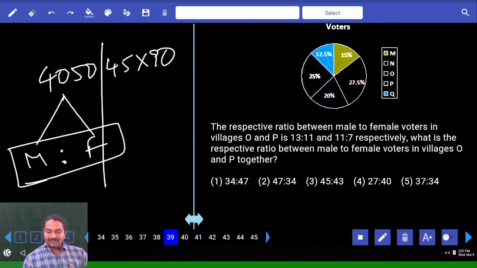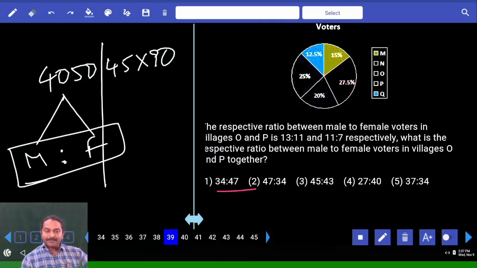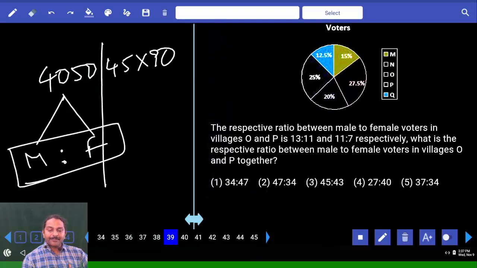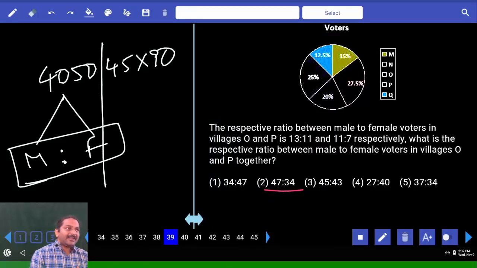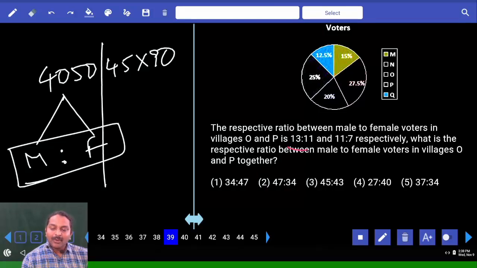In your first option, total how many parts do we have? How many parts do we have? Is 81 a factor of 4050? What is half of 81? 40.5 into 100. Is 81 a factor of this or not? Yes. Next, how many parts are there? 81. Same numbers reversed, right? But still we can calculate. In O, do we have male more than female or female more than male? Then what about P?